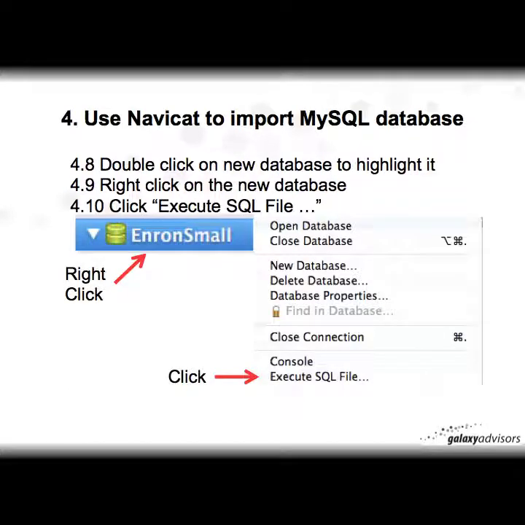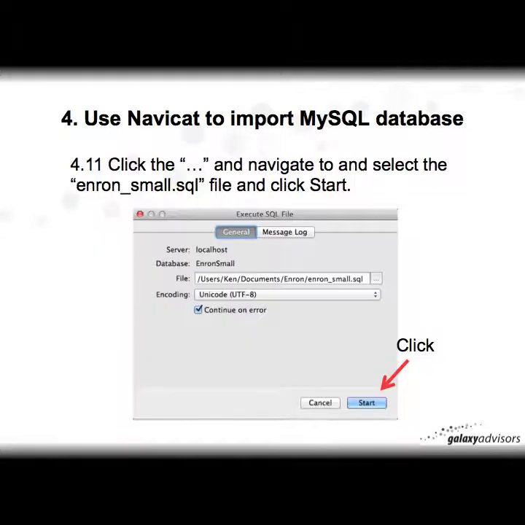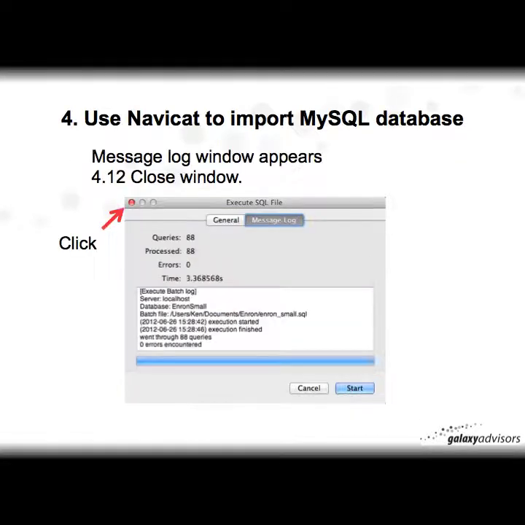In step 4.8, double click on the new database to highlight it, then right click on the new database, and this is going to give you this menu, and then click Execute SQL File. Then in step 4.11, click the three little dots on the right hand side next to File. Navigate to and select the Enron_small.sql file and click Start.